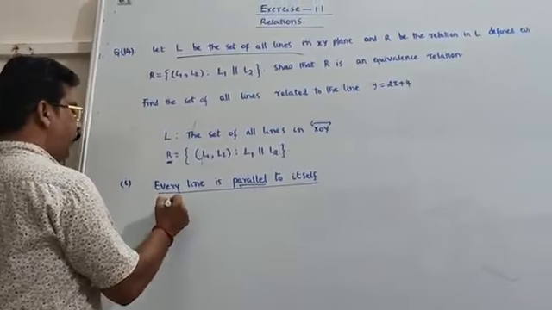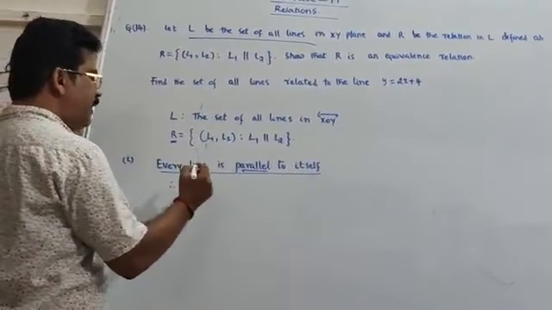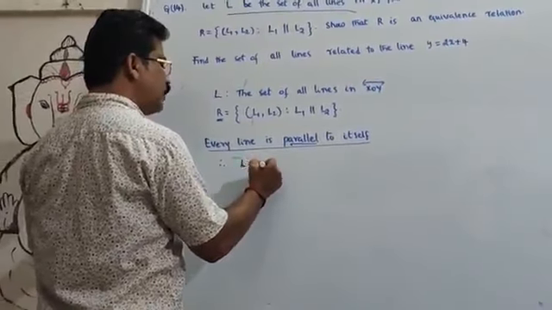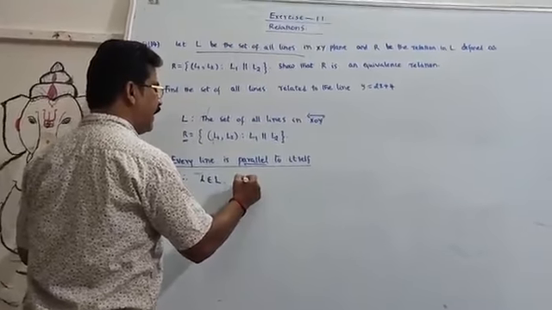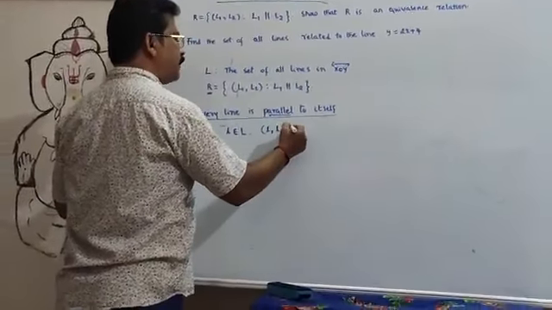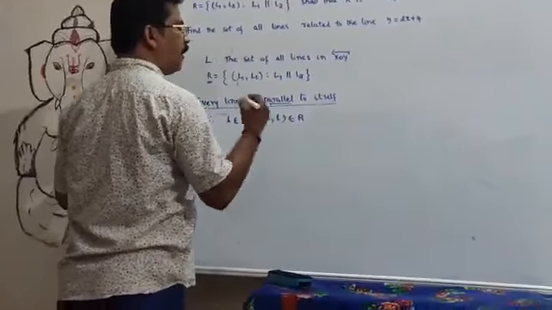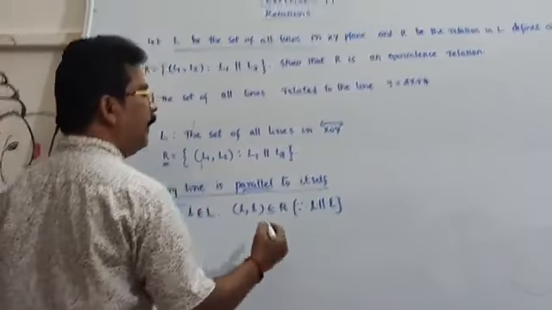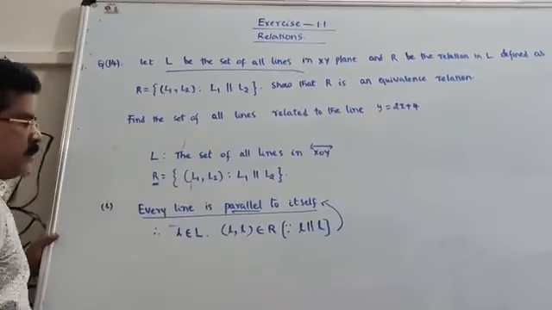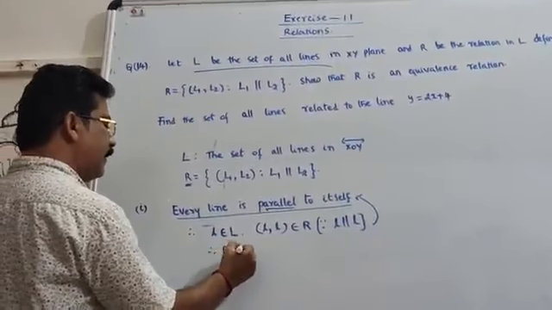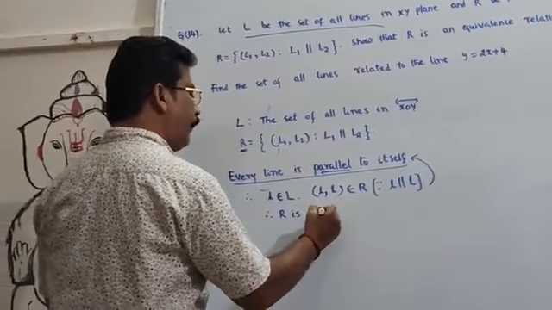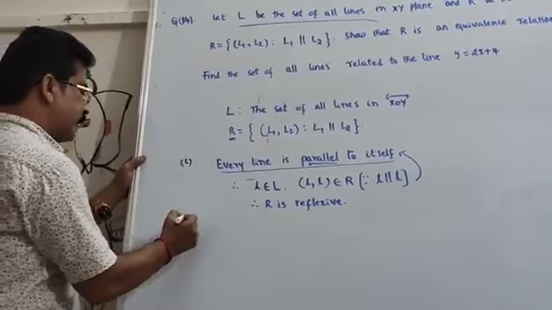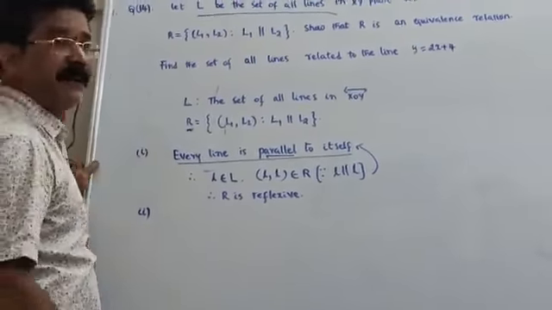That's all. Therefore, if a line L belongs to capital L, then (L, L) must belong to capital R, since L is parallel to L. Because of this reason, capital R is reflexive.